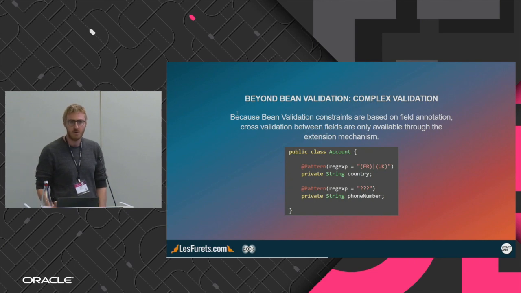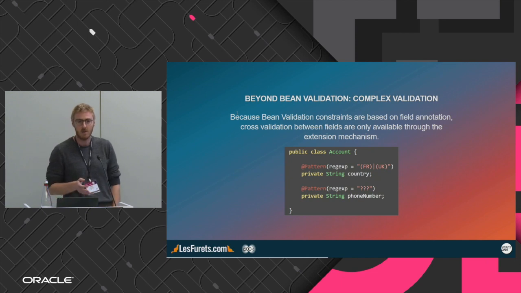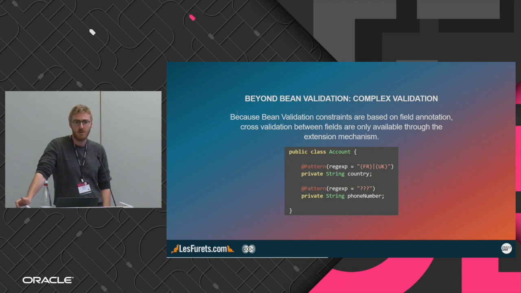Again, it's difficult to do some complex validation with cross-field validation stuff. So you can go ahead and say that a string is matching a regular expression of France or UK, but you can't really say that if my country is France, my phone number should start with plus 33.